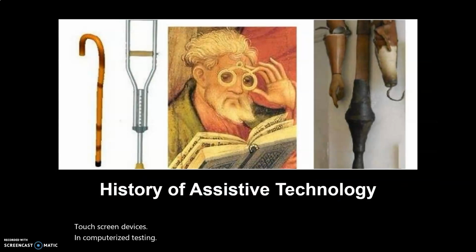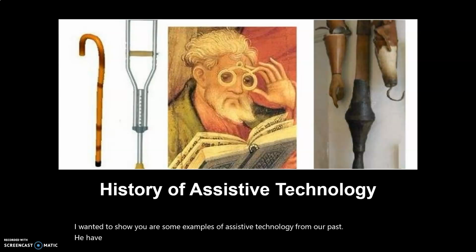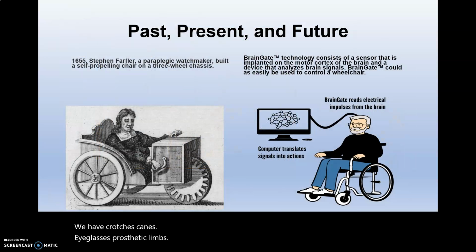I wanted to show you all some examples of assistive technology from our past. We have crutches, canes, eyeglasses, prosthetic limbs. And here's another example showing from the past to the future.